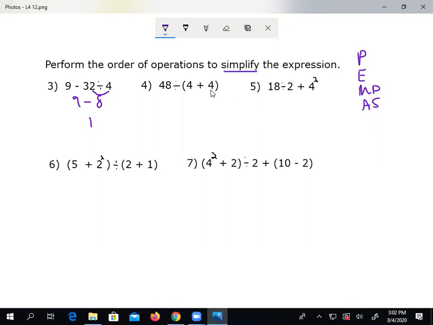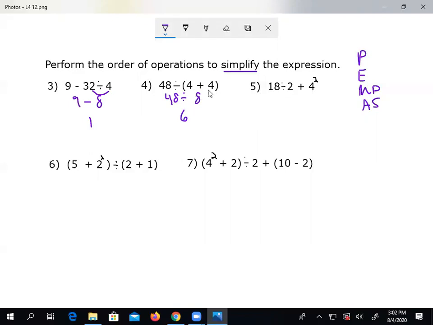So we must do the parentheses first, so 4 plus 4 is going to be 8. And once I do the parentheses, I can drop them. So I have 48 divided by 8. And how many 8s does it take to get 48? Again, that's where you can use your math trick. And 6 eights would be 48. So that answer would be 6.